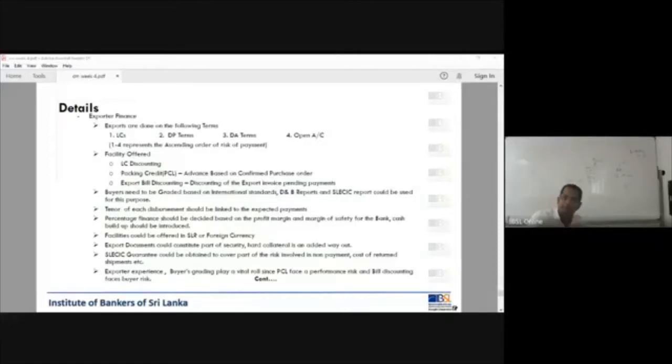Then we discuss about the bank guarantee types, different guarantees we have. Then we discuss about asset financing, that is leasing, financial leases and operational leases. Then we discuss about loan syndication. PF we have discussed earlier. Then we discuss about the microfinance.